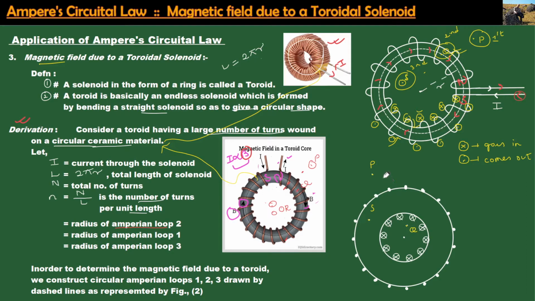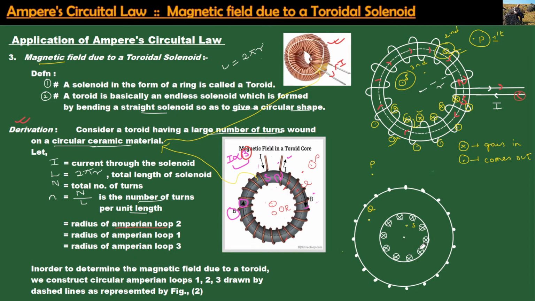Then what do I have to do in order to find the magnetic field at this point P? I have to construct an Amperean loop, which is of the form of a spherical surface. So that is the way to do it. We will consider this Amperean loop in order to find the magnetic field at those points: point P, point Q, and point S. Let this be point Q, and let this be point S.